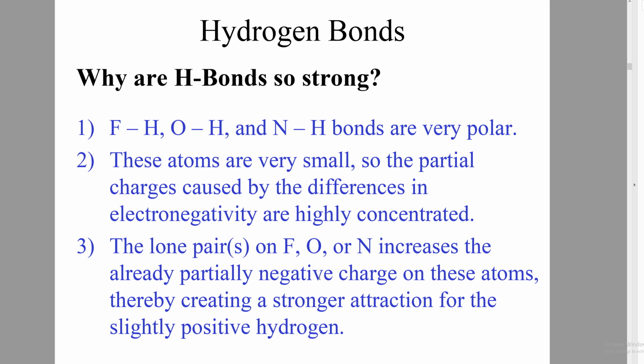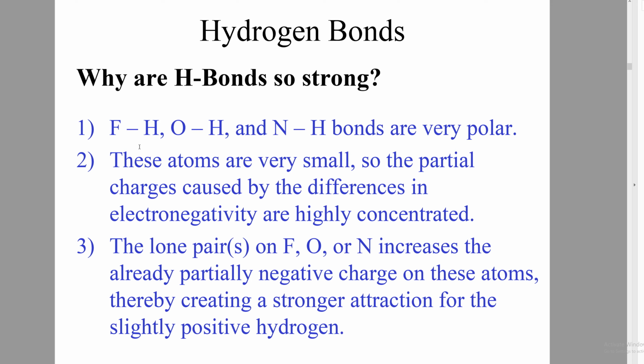So the question is, why are hydrogen bonds so strong? Basically, the idea is that F-H, O-H, and N-H are very polar. Because they're very polar, they're going to pull on that hydrogen, creating a very strong bond between them. These atoms are extremely small, so any partial differences are going to be super highly concentrated. If you take a look at the size of a hydrogen and a fluorine, very, very small, even with an oxygen and even with a nitrogen. So not only are the atoms close to each other, but they also have very highly electronegative concentrations.